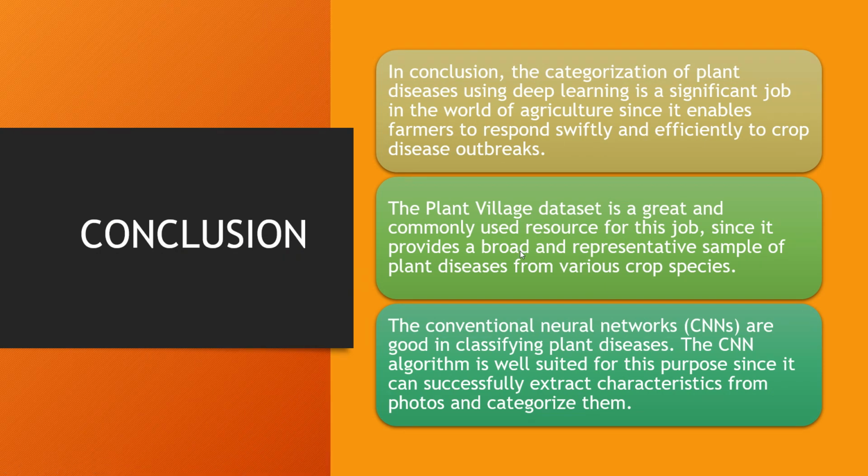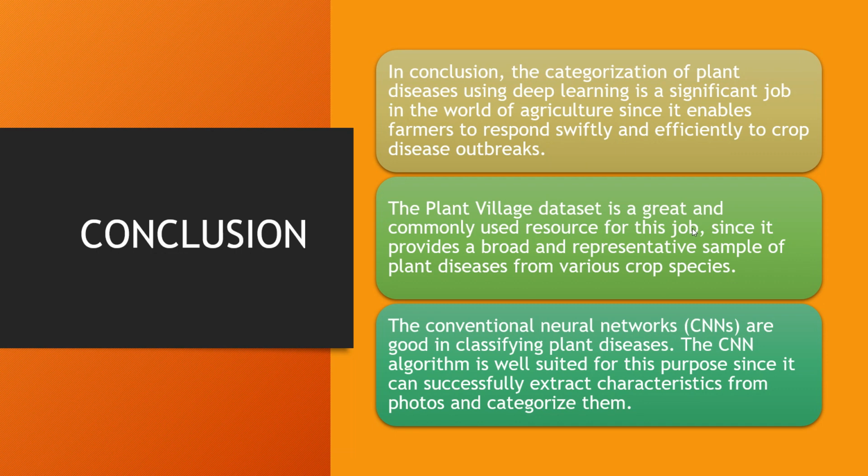So we came to the end with the conclusion. In conclusion, the categorization of plant disease using deep learning is a significant job in the world of agriculture since it enables farmers to respond swiftly and effectively to crop disease outbreaks. The PlantVillage dataset is a great and commonly used resource for this job since it provides a broad and representative sample of plant diseases from various crop species.